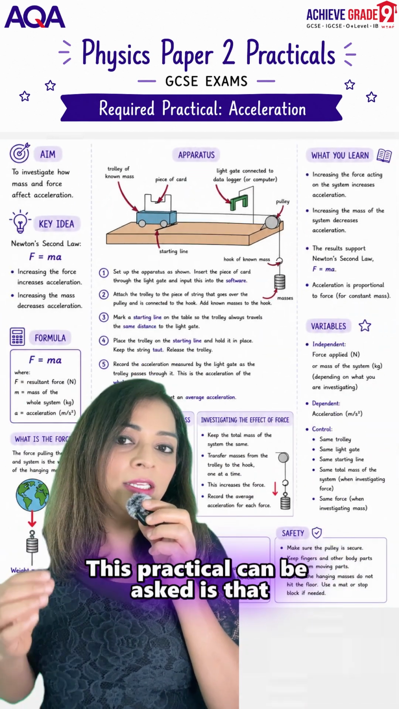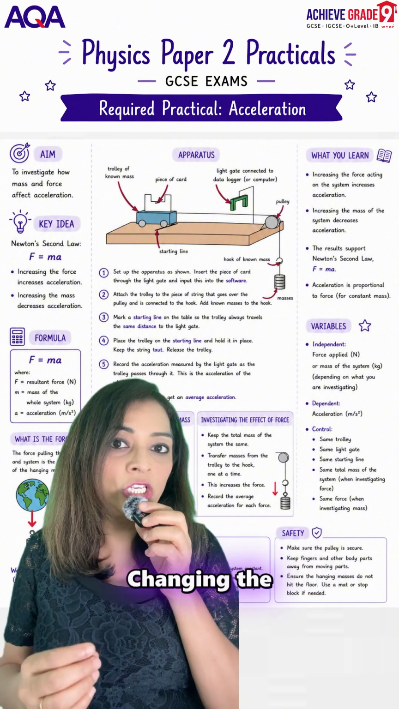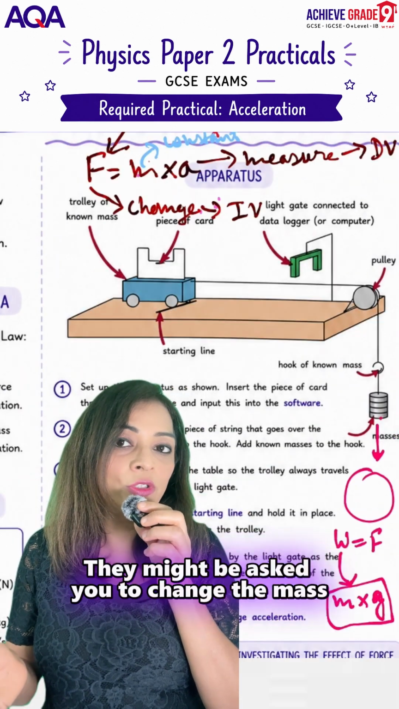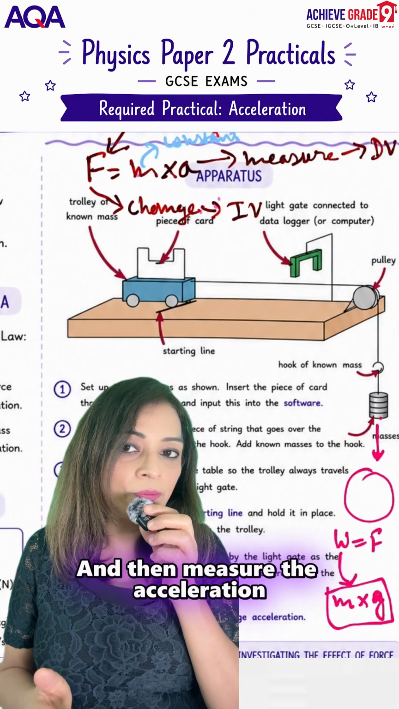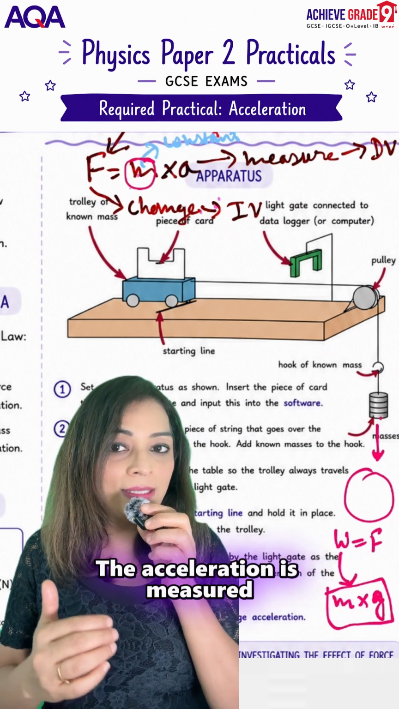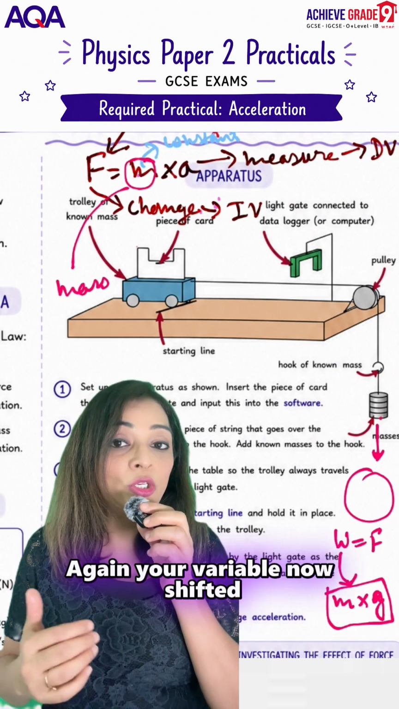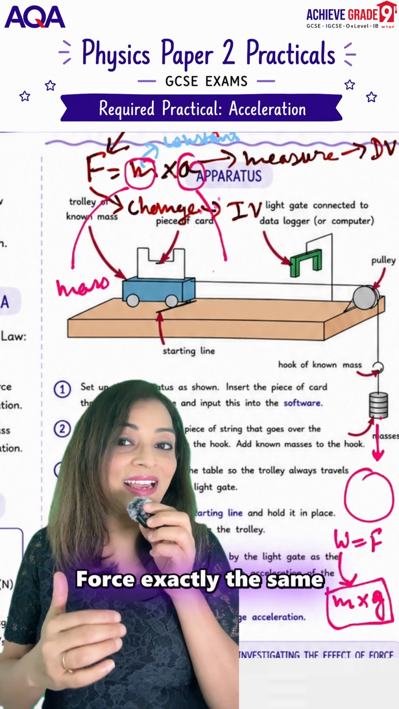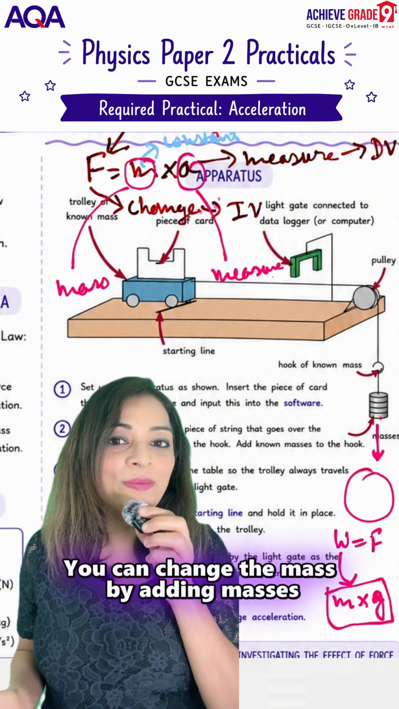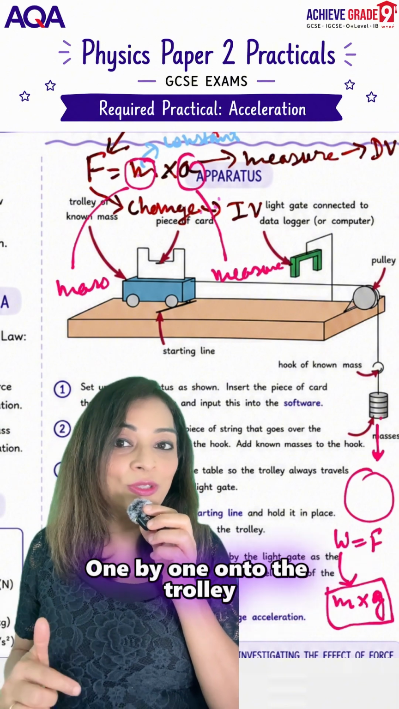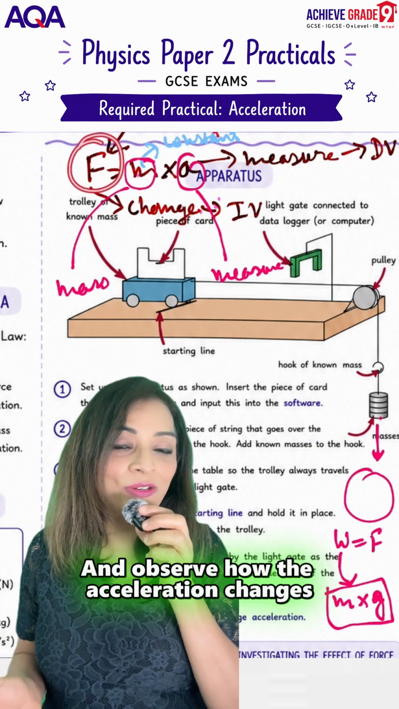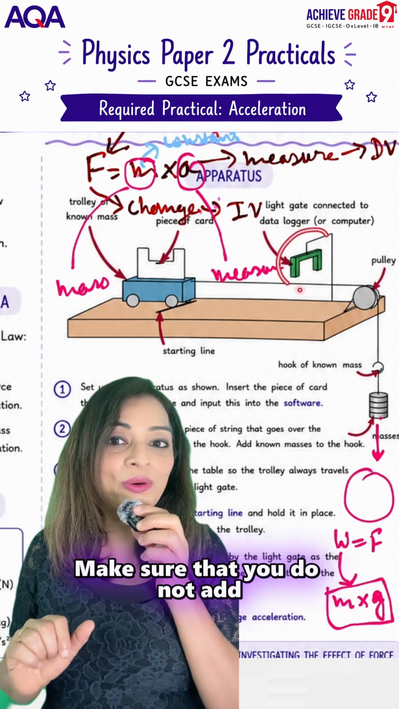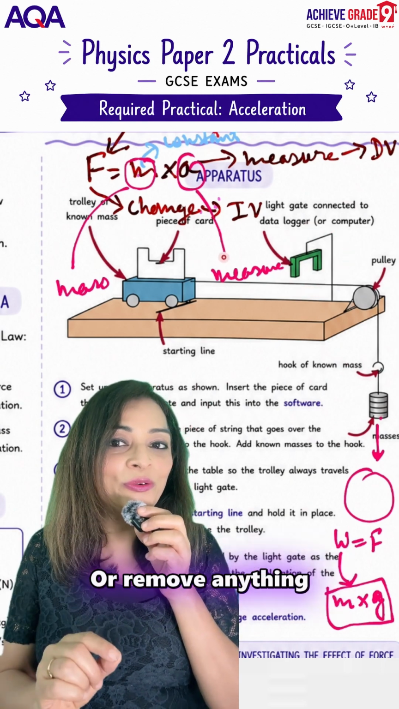The second way this practical can be asked is that instead of changing the weight, they ask you to change the mass. They might ask you to change the mass and then measure the acceleration. So the mass changes and the acceleration is measured again. Your variable has now shifted. In this case, you keep the force exactly the same. You can change the mass by adding masses one by one onto the trolley and observe how the acceleration changes using the data logger.